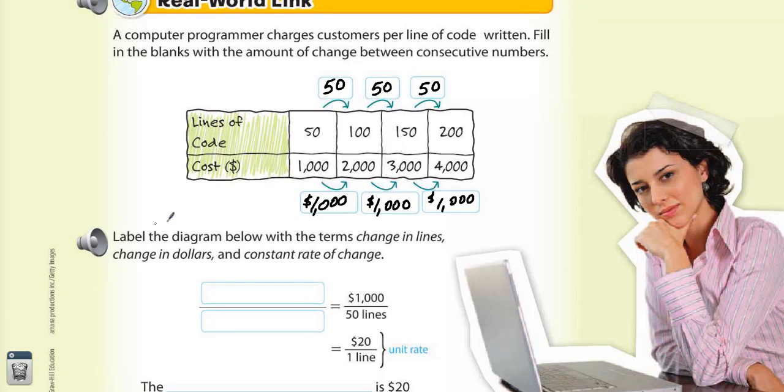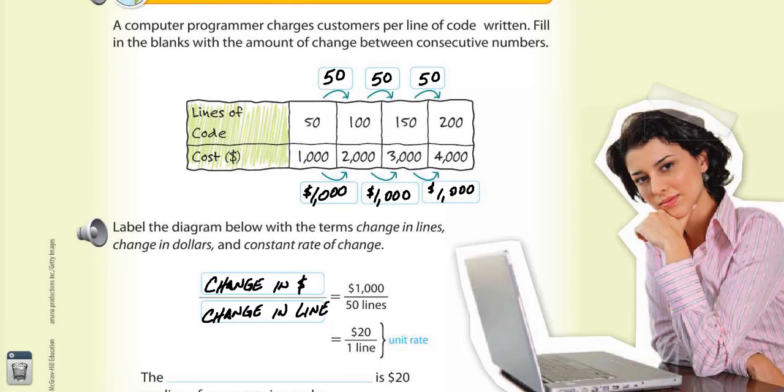We're going to look at this, and we're being asked to label now. Change in lines, change in dollars, rate of change. So we know the change in dollars came right here. So this was the change in money, and this was the change in lines. We saw that every $1,000 was the change when you had a 50 line change.